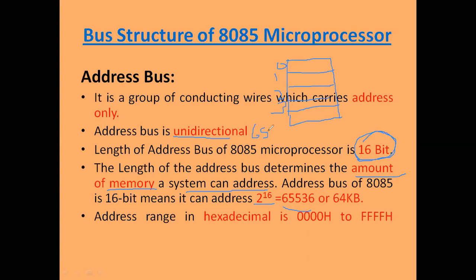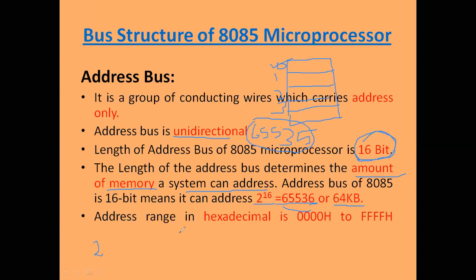65,536 and the last location का address क्या होगा? 65535 since we are starting from 0. ये total locations हैं 65,536. But because in digital electronics we start from 0, this is the address of the first memory location, this is the address of the second memory location. तो last address क्या हुआ? 65,535. ओके, तो आप इसको 64 KB भी लिख सकते हैं.